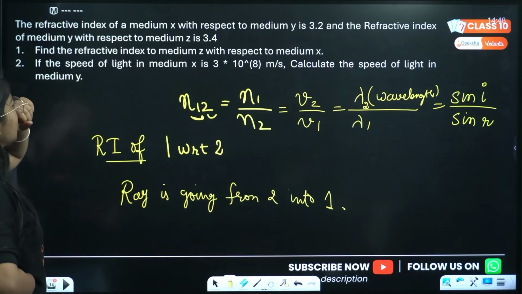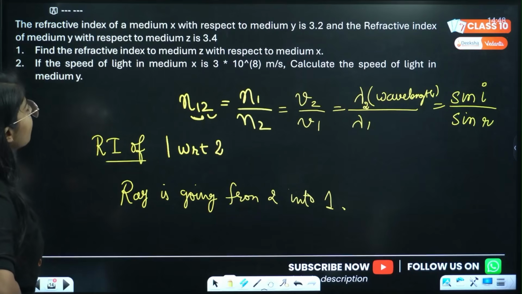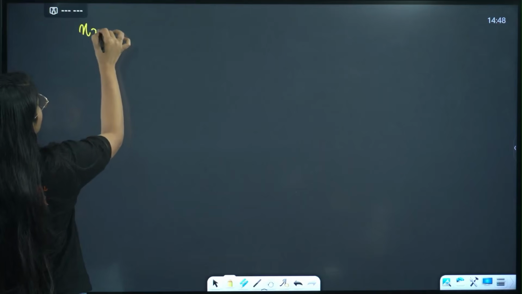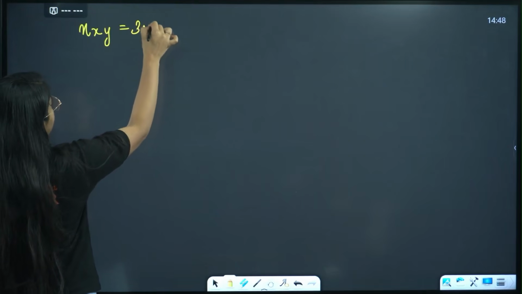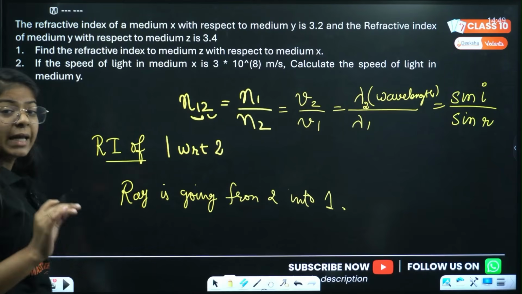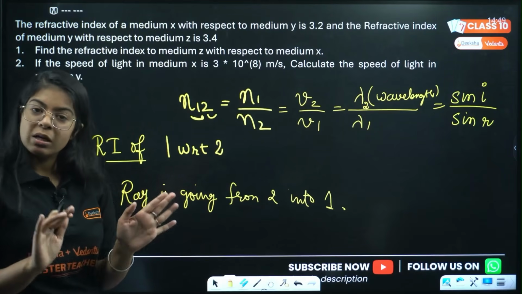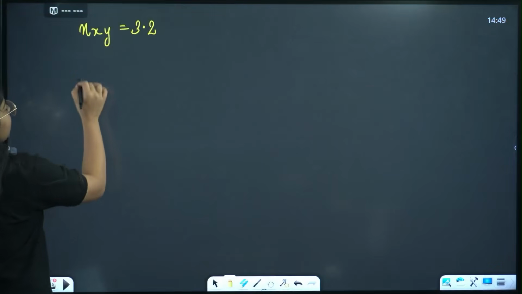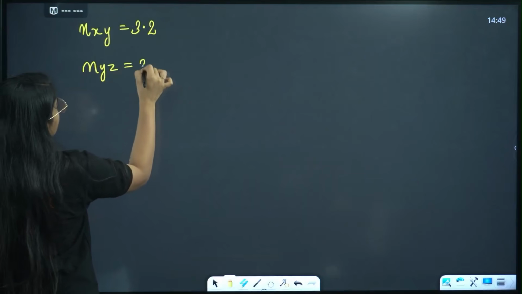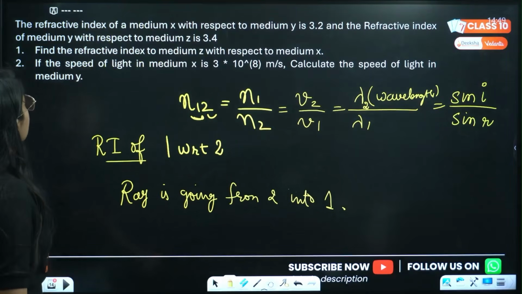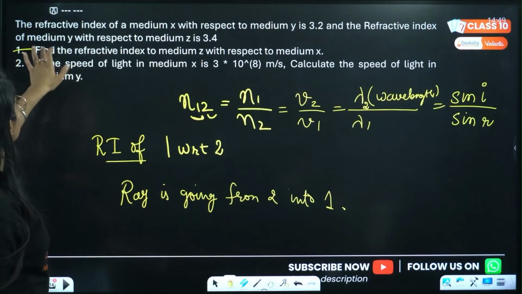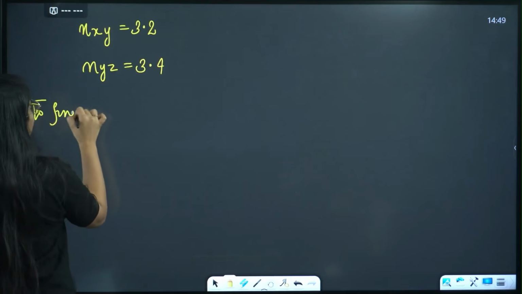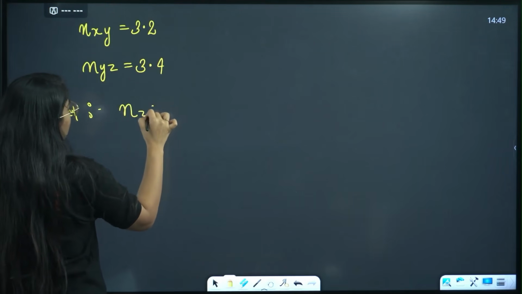Now let's look into this numerical. The refractive index of a medium X with respect to medium Y is 3.2. I won't solve all the question. I'll just tell you how to do this, so that if any kind of question comes, you'll be able to do that. And the refractive index of medium Y with respect to Z is 3.4. Right, first we have to find the refractive index of medium Z with respect to X.